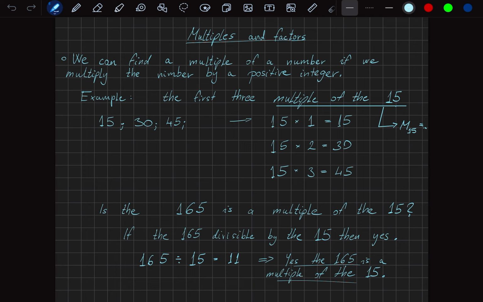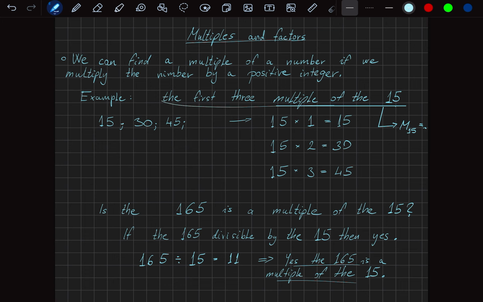This will be the new area, so we still work with numbers. It's mathematics, so of course we will work with numbers. We can find a multiple of a number if we multiply the number by a positive integer.